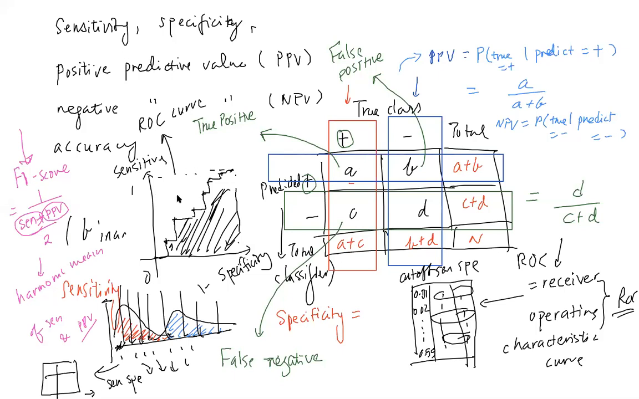Now, a good classifier, right? For a random guess, the ROC curve will behave like this. If you have a random guess, your sensitivity will match the specificity at the y equals x line, okay? So a good classifier usually will go to the space where it's above this line, okay?